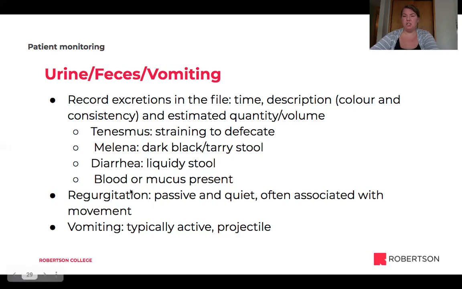When it comes to vomiting, it might not necessarily be vomit. It might be regurgitation. The difference here is that regurgitation is passive. It's often very quiet and it's often associated with movement. So if the animal just ate and then you're picking them up and moving them around and then they bring up their food, it's likely regurgitation. In that case, it's going to look like food that was just swallowed. Vomiting tends to be very active. You know it if an animal is vomiting, they're making noise about it and it tends to be projectile. It's being forced up.